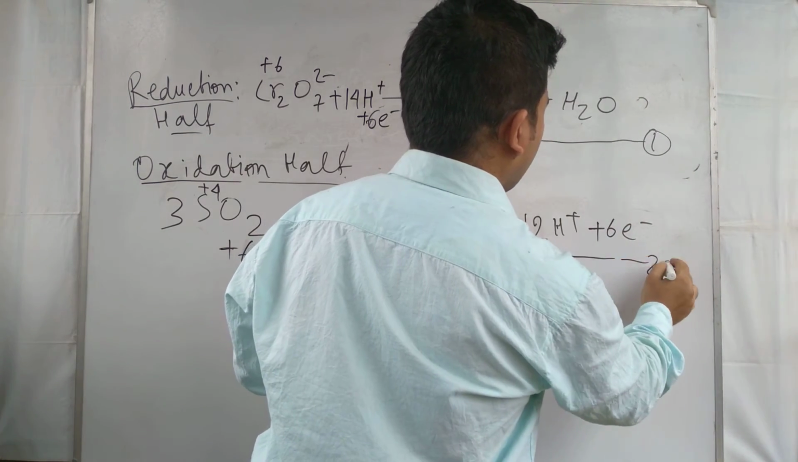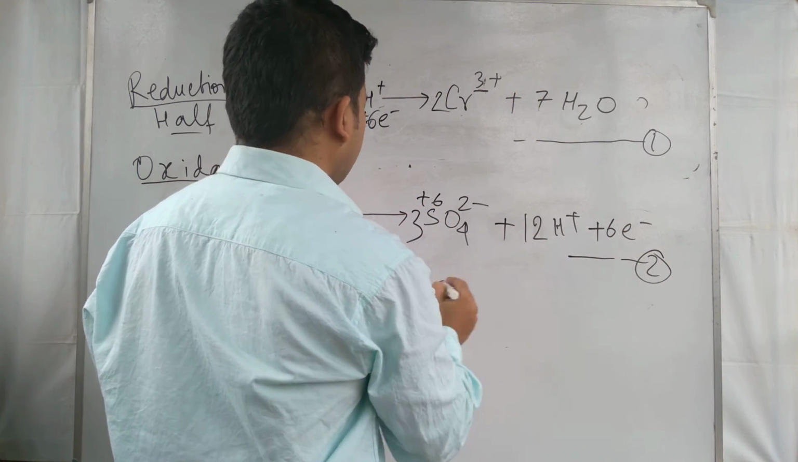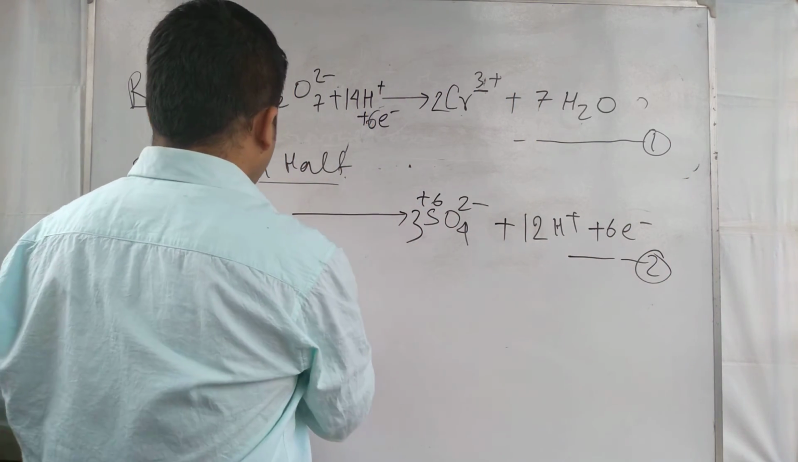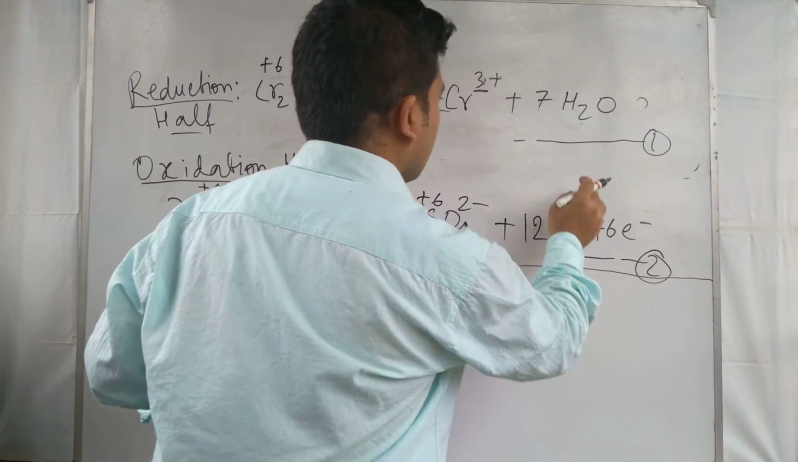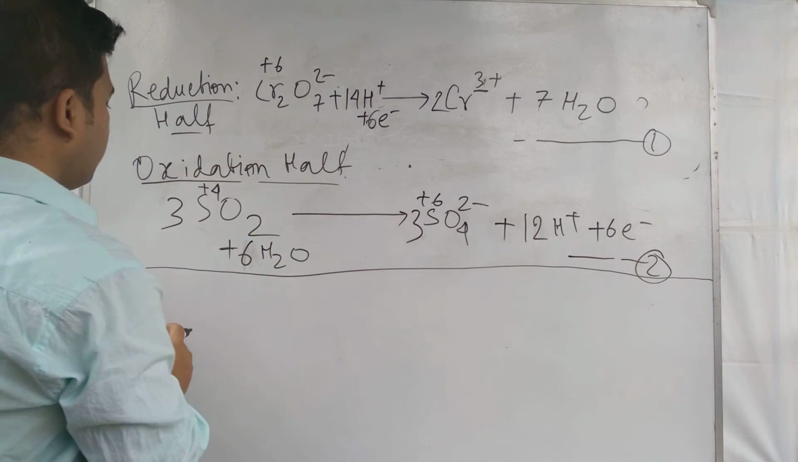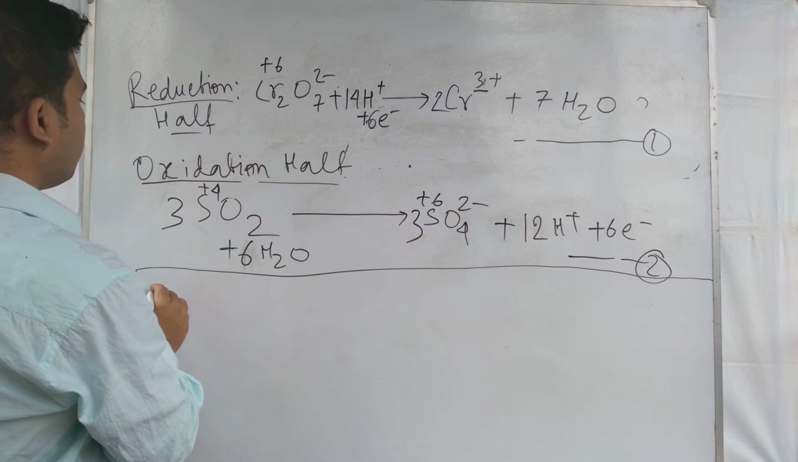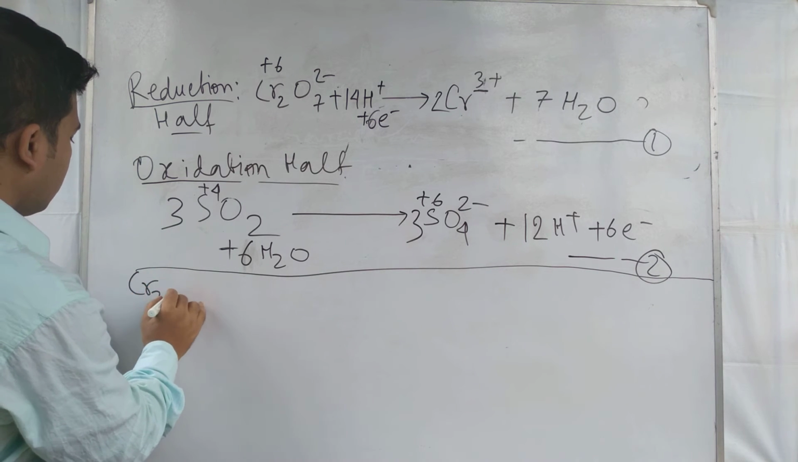Okay, so now this one is equation number 1 and this one is equation number 2, and we add these two equations. Equations 1 and 2 are added together. So by adding these two equations, what do you obtain?